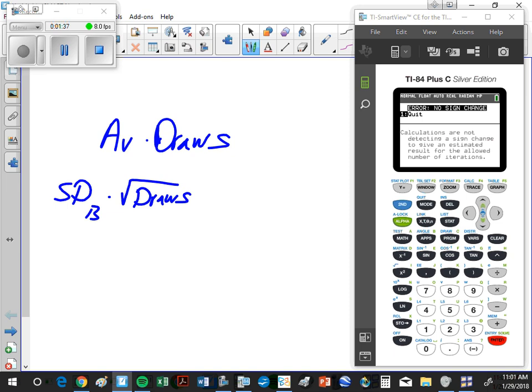Right? So if we do 100 draws, we multiply the average of the box by 100, but we only multiply the SD by 10. So the chance error is increasing the more draws we make, but the SE increases at a slower rate, which means that the percent error is going to go towards 0.